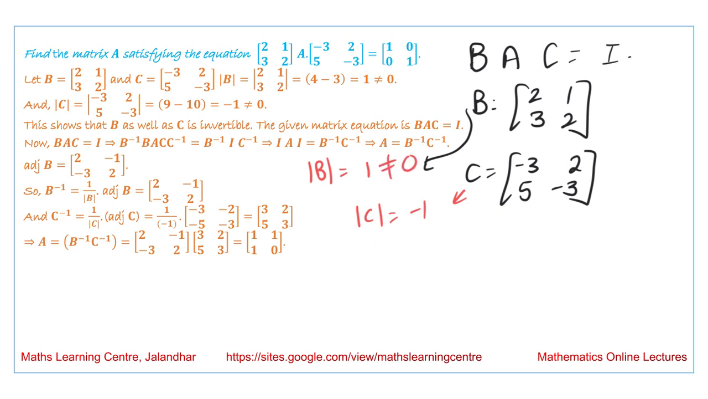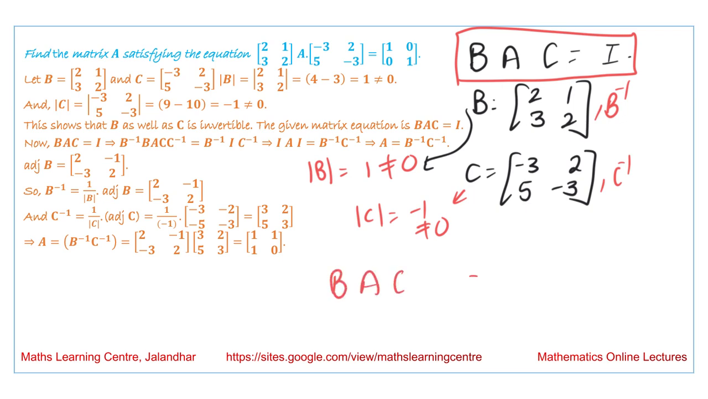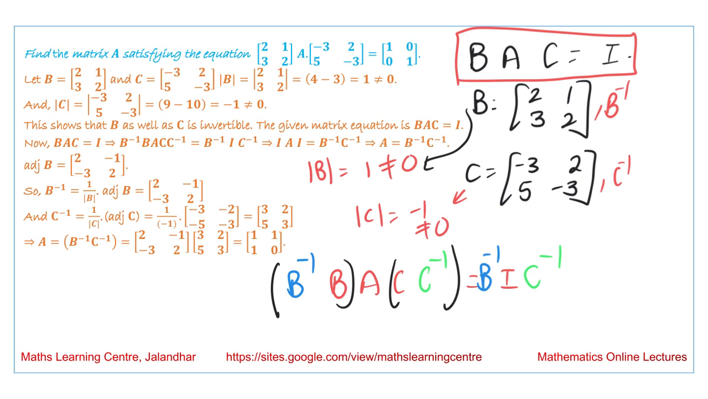Both of these are non-zero. It means B inverse and C inverse will exist. So we have the equation BAC = I. We multiply this equation on the left by B inverse and on the right by C inverse. B inverse into B will be I, and C inverse into C will be I. So what we are left with is A = B inverse I into C inverse, that will be just B inverse C inverse.